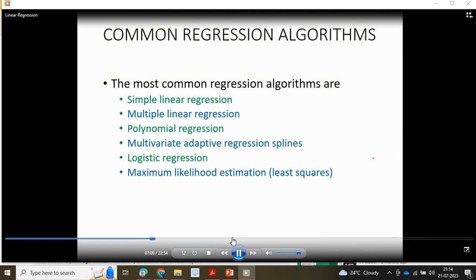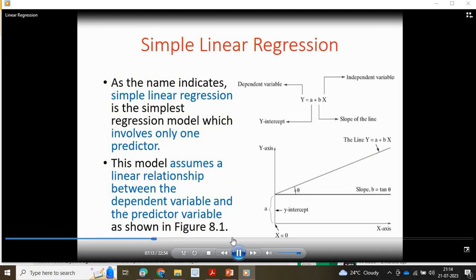In this video, I am going to discuss in detail the simple linear regression. As the name indicates, simple linear regression is the simplest regression model, which involves only one predictor. This model assumes a linear relationship between the dependent variable and the independent or predictor variable. So here in y is equal to a plus bx, y is the dependent variable, x is the independent variable, where a is the intercept and b is the slope.